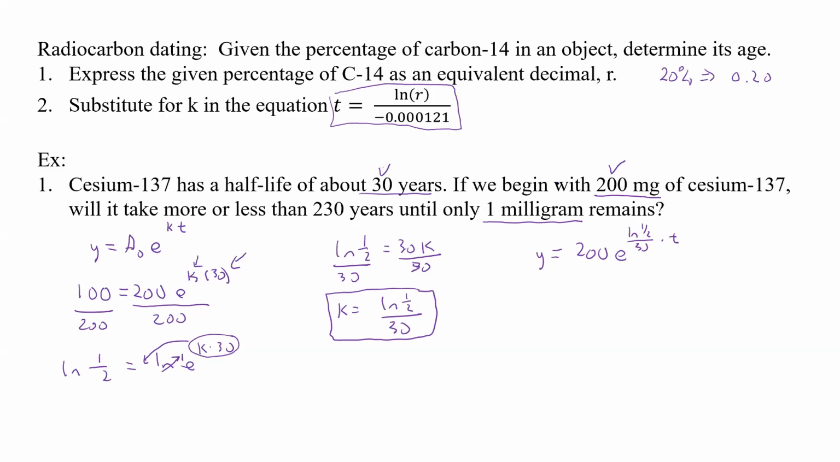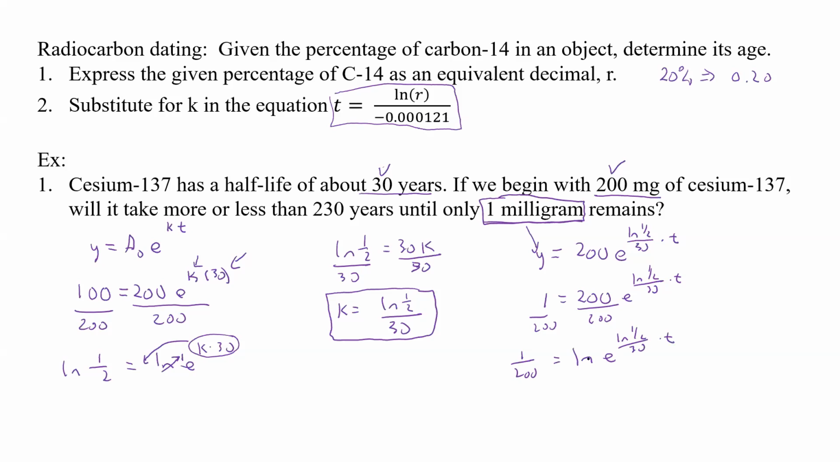Okay. Now, we want to know, when is it going to be 1 milligram? And so that is what I'm going to plug in for y. So I'm going to have 1 equals 200 e to the ln of 1/2 over 30 times t. So now I do the same thing as I did over here, except instead of solving for k, this time I'm solving for t. So I'll divide by 200. And so then I have 1 over 200 equals e to the ln of 1/2 over 30 times t.